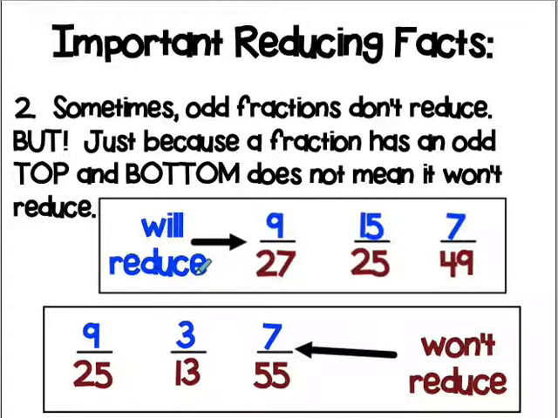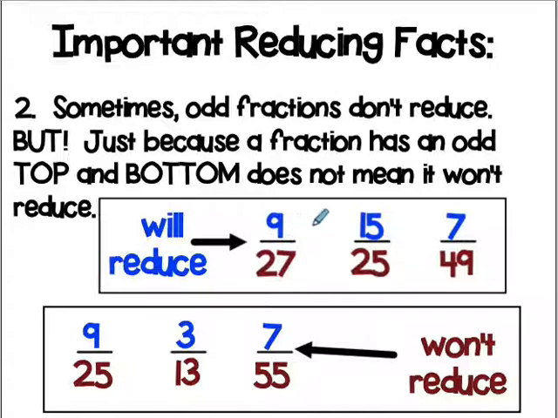Now, sometimes odd fractions just don't reduce. Just because it's odd doesn't necessarily mean it's not going to reduce, but a lot of odd fractions might not reduce. So if you're having a hard time reducing, check and see if there's an odd number in there because that might be the problem. Now, fractions like 9 over 27 reduce because I can divide by 9.